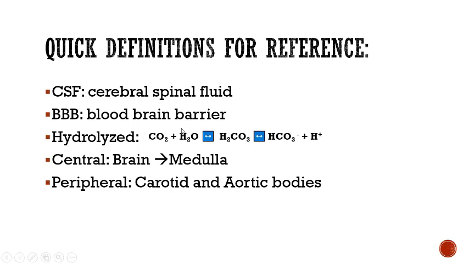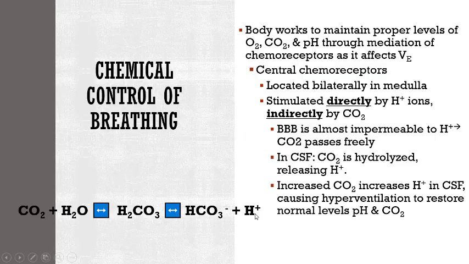So knowing that this reaction can go both ways, and that the production of CO2 does make more H+ ions, and also that way backwards. Just really link those in your minds, and it's going to help you as we move forward. Central just means the brain or the medulla. Peripheral is the carotid and aortic bodies, those major arteries coming off the heart.